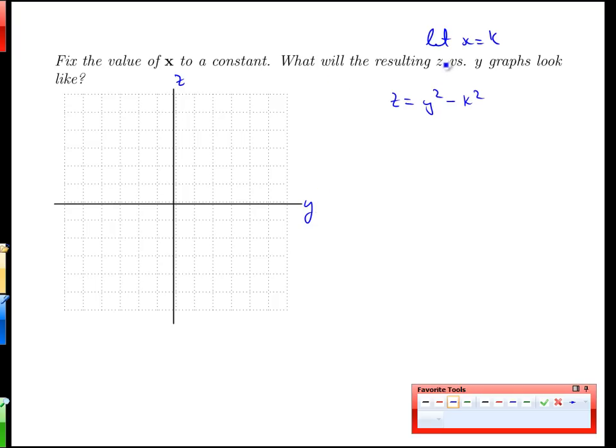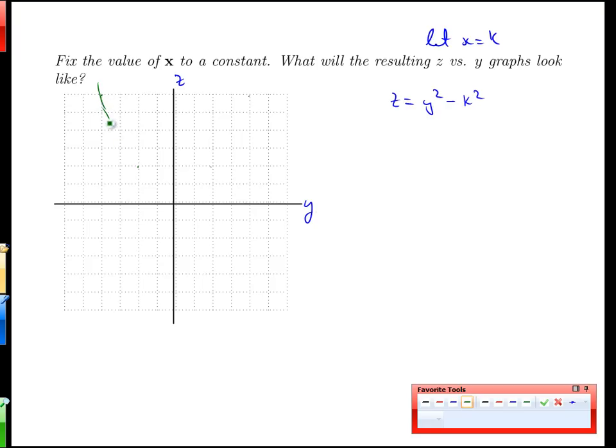We've let x equal some constant, and it's nice to change it and pick a value like k, because then it becomes more obvious. Here's the relationship: z is related to y if I fix my x value. And if that's the case, what can we draw? If k was 0, we'd have the simple parabola.